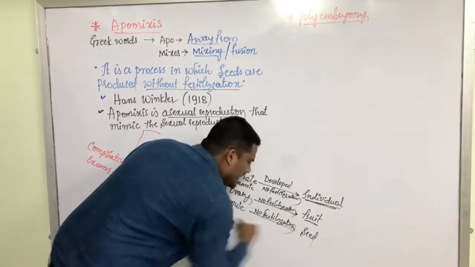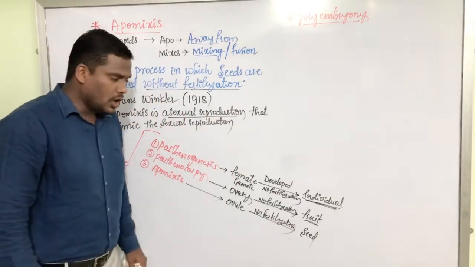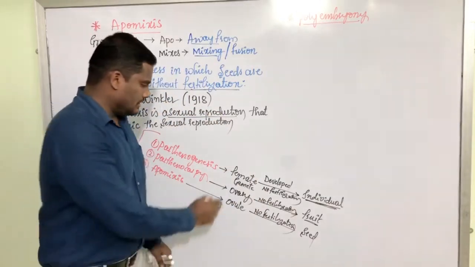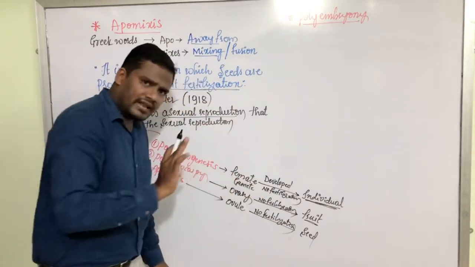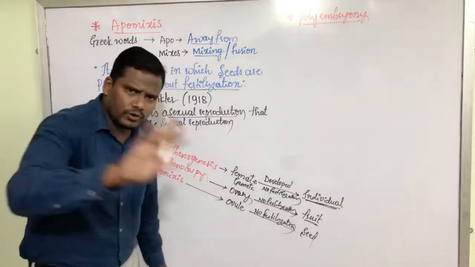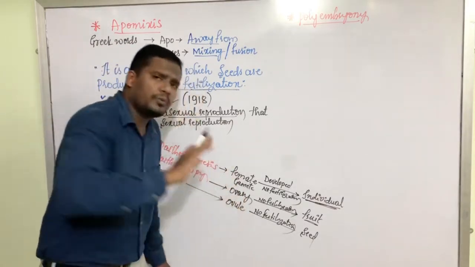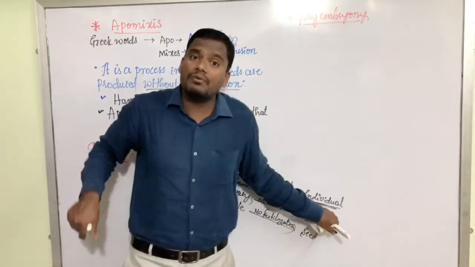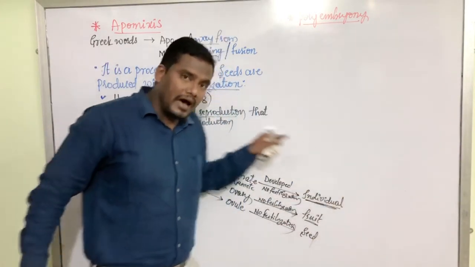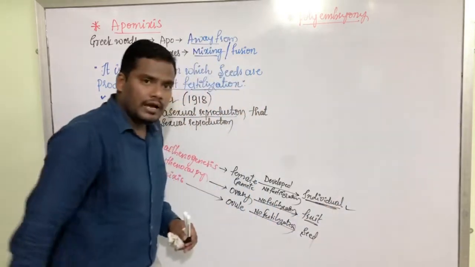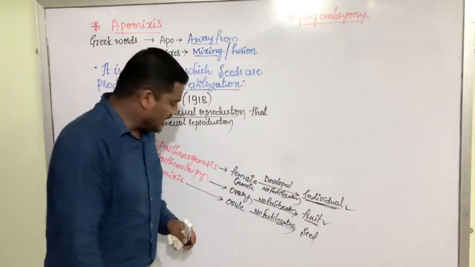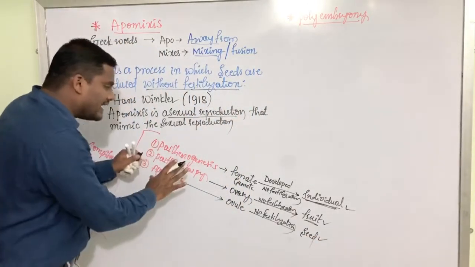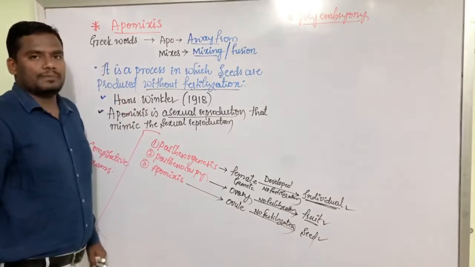In all three concepts, we have one common factor: no fertilization. In parthenogenesis, parthenocarpy and apomixis, there is no fertilization. But the end products are different, which is why they are given different names. In parthenogenesis, individuals are formed. In parthenocarpy, fruits are formed. In apomixis, seeds are formed without fertilization. Don't get confused between these three concepts.